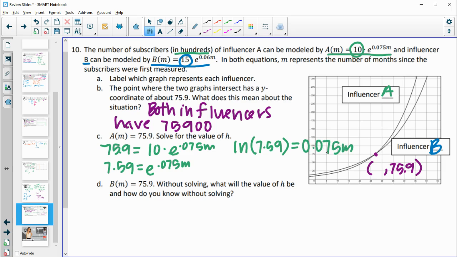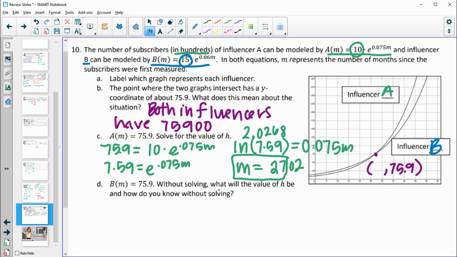So then we'll divide by 0.075. So take the natural log of 7.59, divide that. Okay, so that's 2.02. So this right here is like 2.0268 divided by 0.075, and you get m equals 27.02. So 27 months.